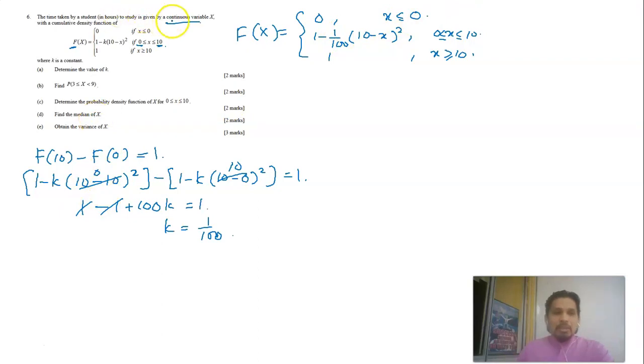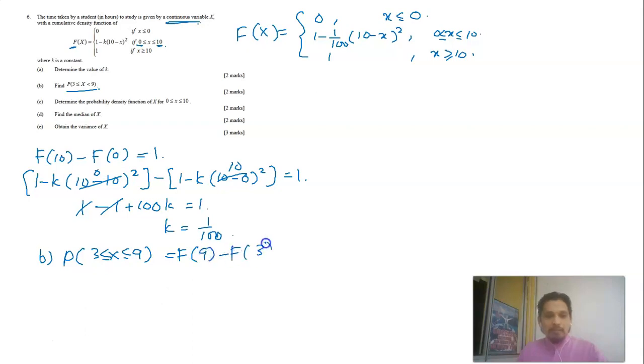So now, because this is a continuous random variable x, for question B, determine the probability function, find this one here. Okay, so probability of x from 3 until 9, we can strictly use F(9) minus F(3). So first one, substitute x with 9 here: 1 minus 1 over 100, 10 minus 9 squared, minus 1 minus 1 over 100, 10 minus 3 squared.